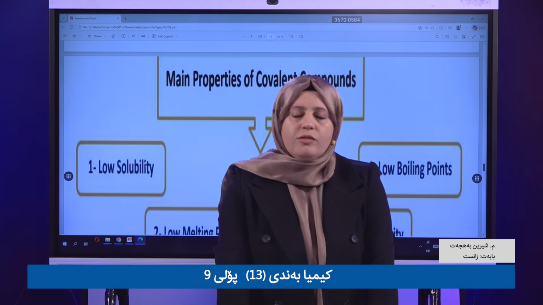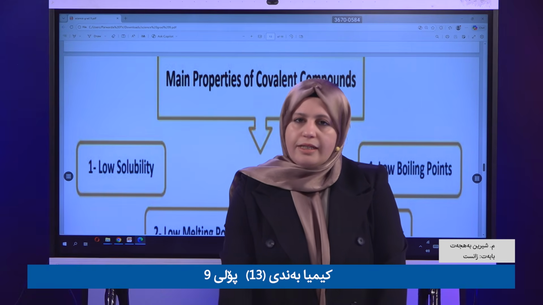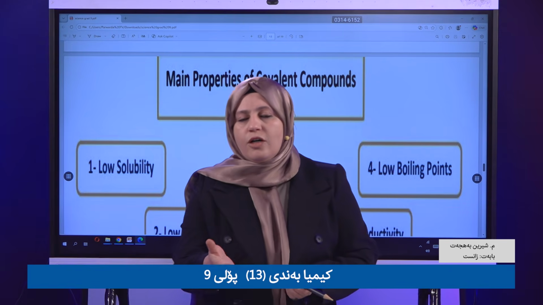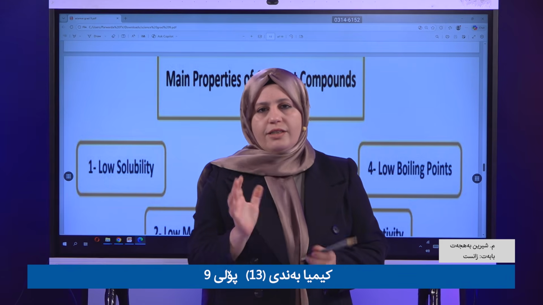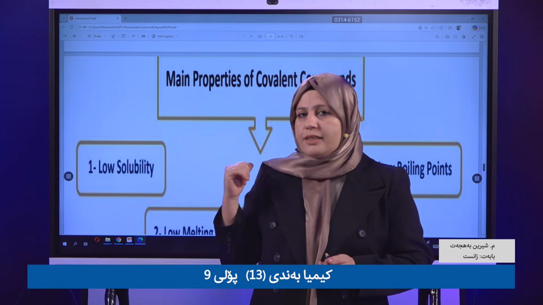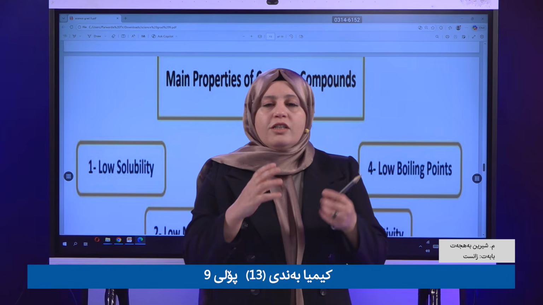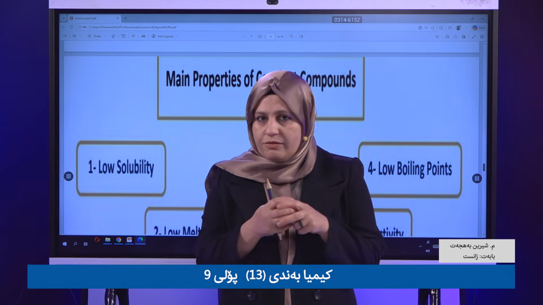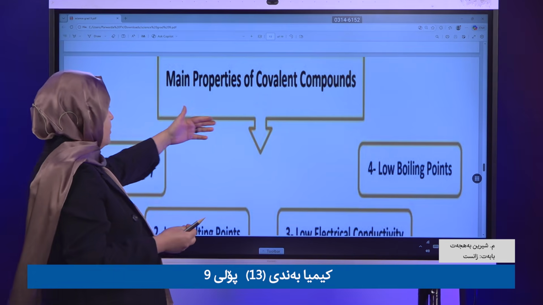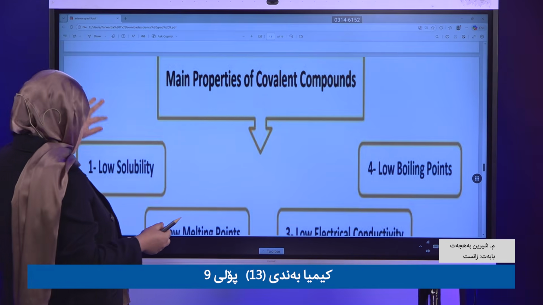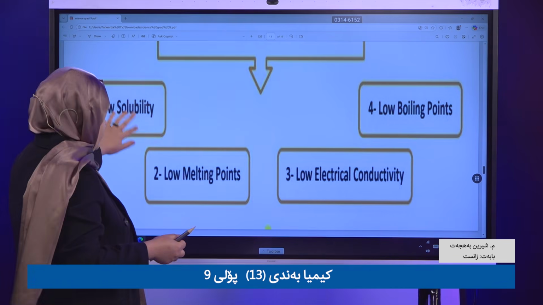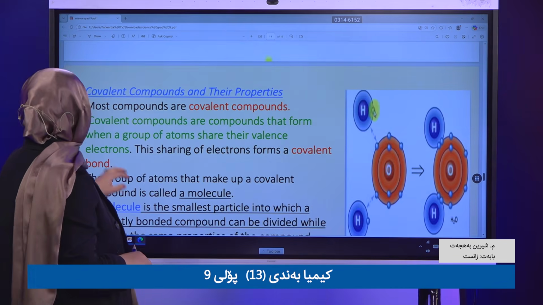Maybe you ask me, Shirin, what's the difference between covalent compound and ionic compound? Ionic compounds give or gain valence electrons, which become positive charge or negative charge. But covalent compounds share the valence electrons. Let's see how. Okay, before we start, the main properties of covalent compounds are low solubility, low melting point, low electrical conductivity, and low boiling point. I'm going to explain in detail.